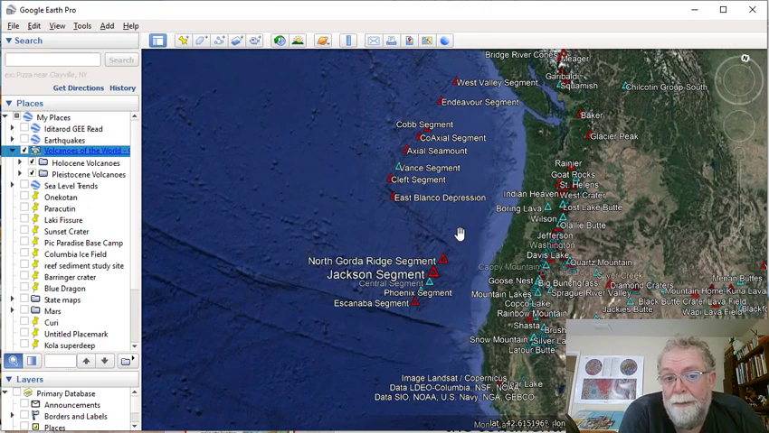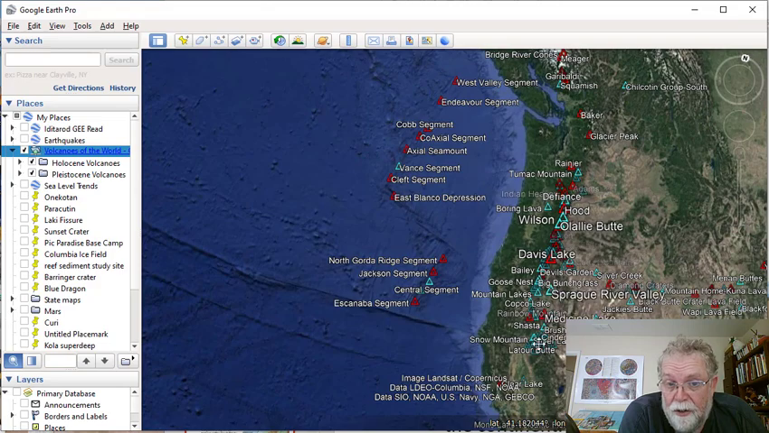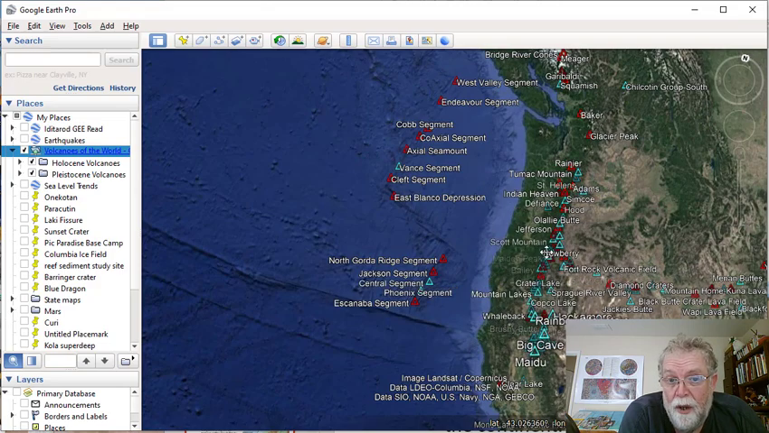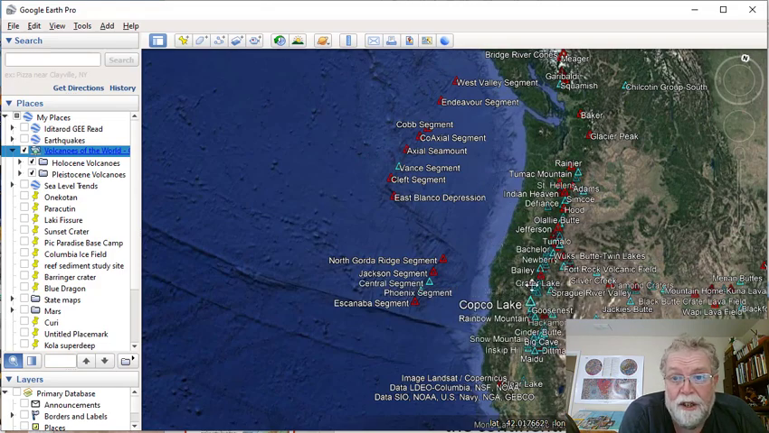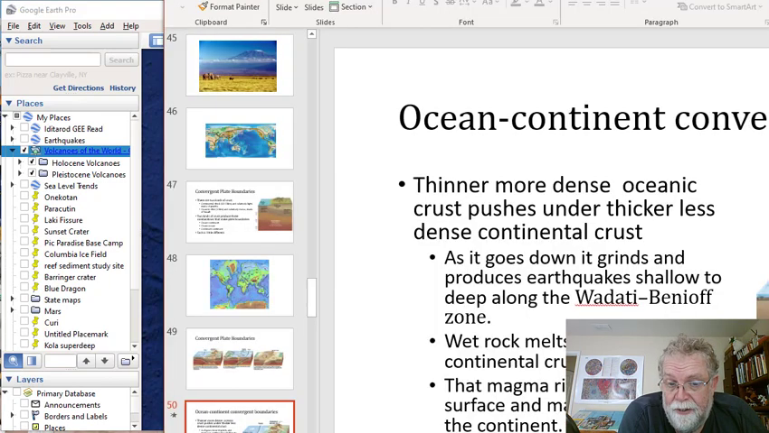you have that same thing going on, right? You've got that same melting, earthquakes, rising magma, and then volcanoes all up and down through here. And so, like I said, we don't need to go as far away as South America to see an ocean-continent convergent boundary. We've got one right here. Right here in the United States.